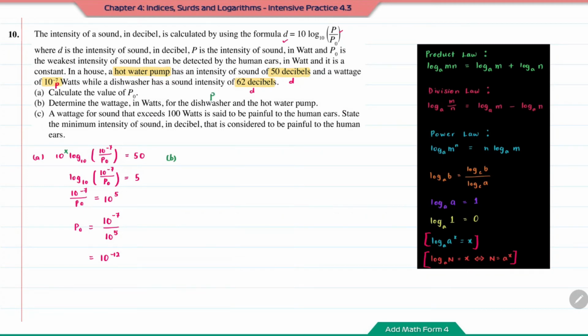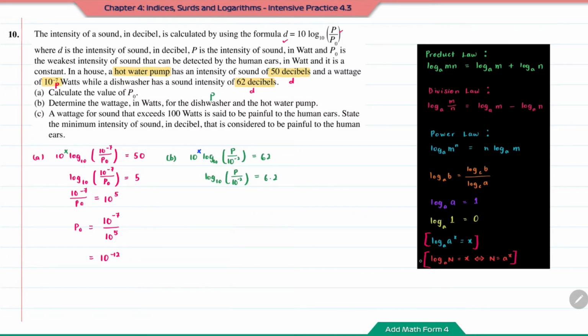So here we're going to substitute the 62 into the formula given. So here we're going to get 10 times log base 10 of P, which we're going to find. So now from question A, we know that the P0 is equal to 10 to the power of negative 12. And the sound intensity of the dishwasher is 62 decibels. So using the same method here, this means multiplication, move the 10 to the other side. So it will be log base 10 of P over 10 to the power of negative 12 equal to 62 divided by 10, which is 6.2.